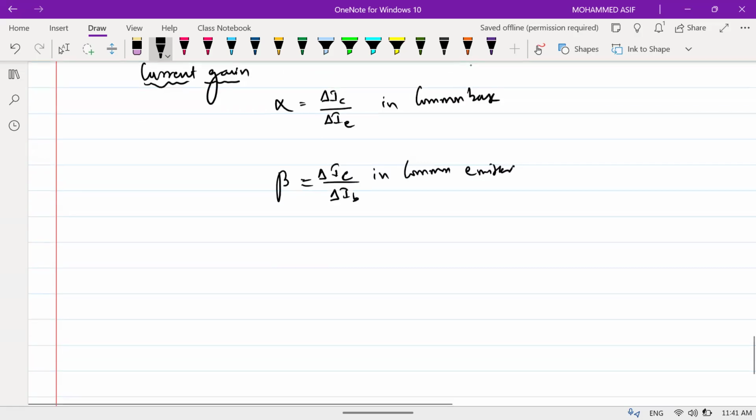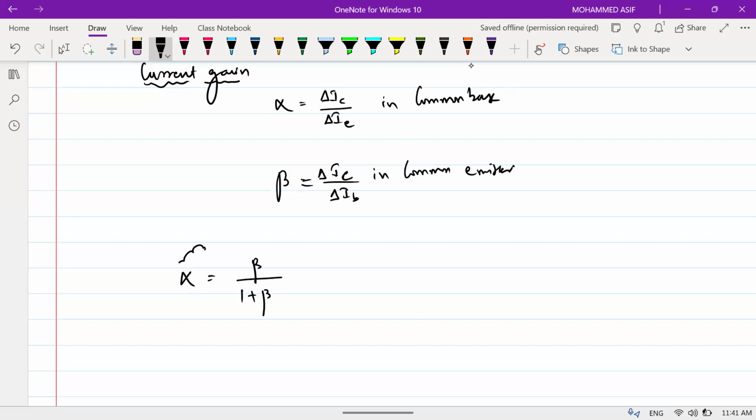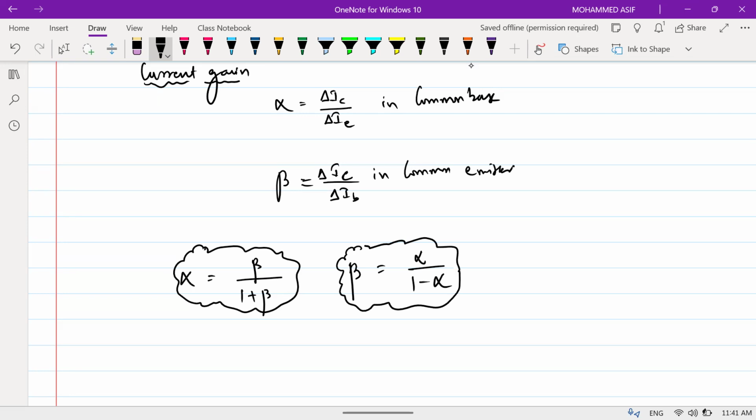The relation between alpha and beta is: alpha is equal to beta divided by 1 plus beta. That is the relation between alpha and beta. And beta will be equal to alpha divided by 1 minus alpha. So this is the value of your beta. Done, beta?